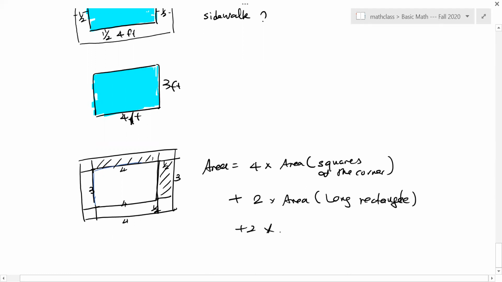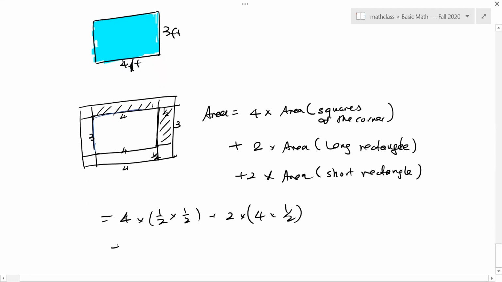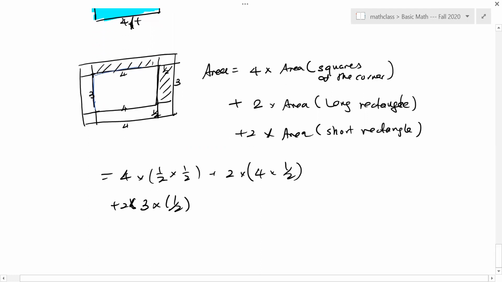Okay, and also 2 times the area of the shorter rectangle. So you can add them together. The area for the squares is 1/2 times 1/2, right? And then the area of the long rectangle is 4 times 1/2, right? Because the length is 4, the width is 1/2. Then the area of the short rectangle is 2 times 3 times 1/2. Okay, so let's add them together.